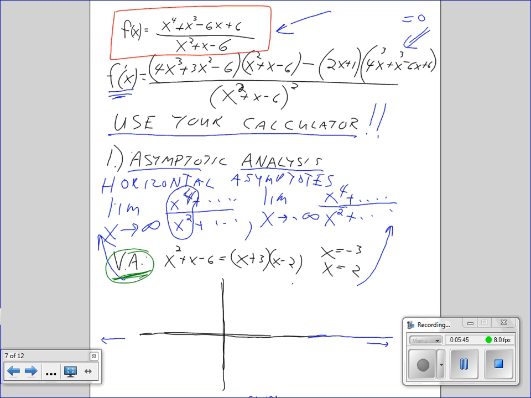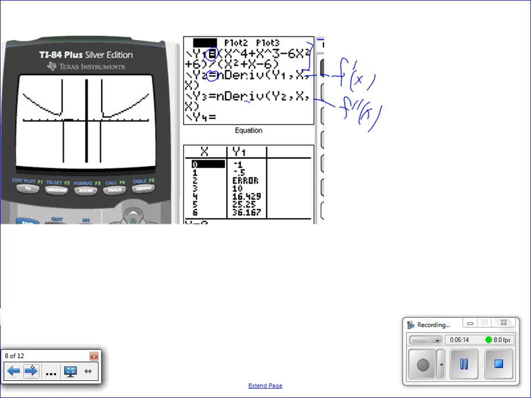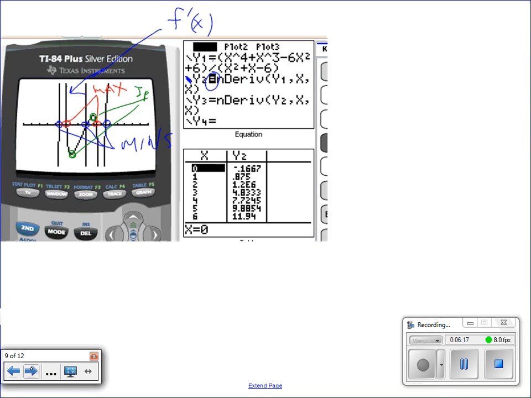What about vertical asymptotes? Here you'll see in the denominator I've got some zeros at -3 and 2. So I've got to put in x equal -3, and x equal to 2. Those vertical asymptotes are going to be there. They're also going to be there in the derivative. Okay, back to my derivative now. Back to a sketch.